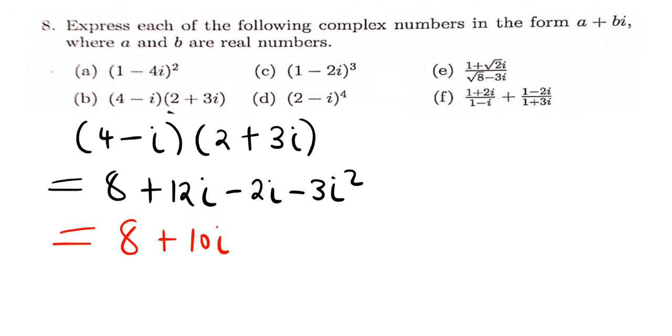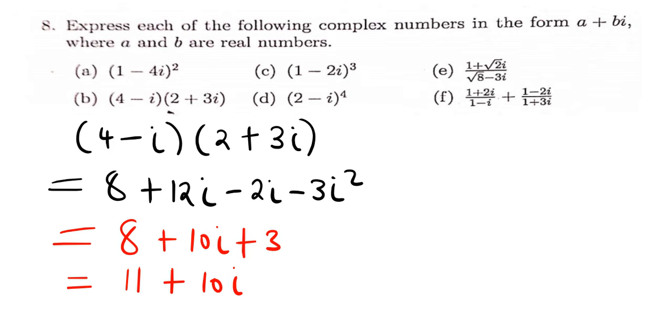Then I've got a negative here, i squared, which we've said is negative 1. Negative and negative give us a positive. Therefore, I'm just going to have a 3 there. Then I'm supposed to solve the like terms together. This is 8 plus 3 there. What does it give me? It gives me 11, plus 10i.